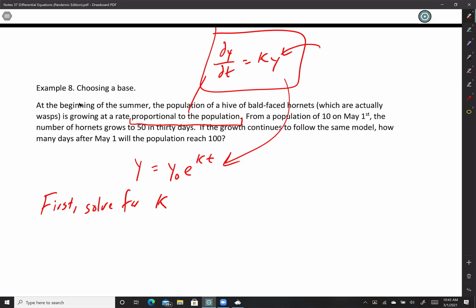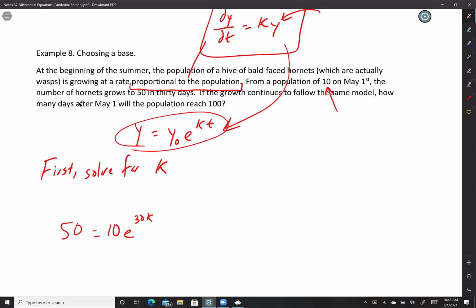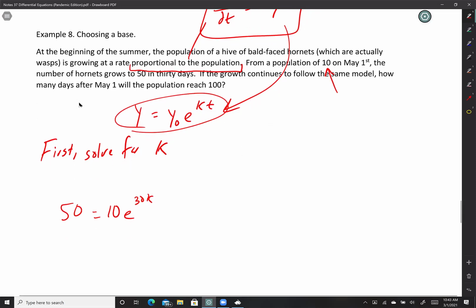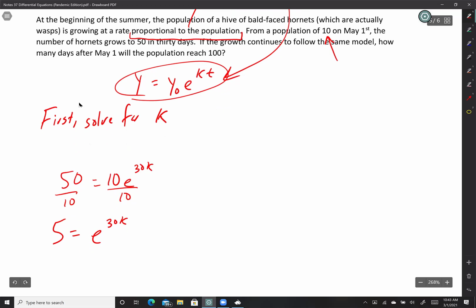Okay, I'm going to do this two ways. And whichever way you like, you always do. I'm going to do it first with this. So I know that the initial was 10. So I'm going to write 10 e to the, let's see, how long did it take? 30 days? 30k equals 50. I'm solving for k first, guys. That 10 is multiplied by that, so I need to get rid of it. Divide by 10, divide by 10. 5 equals e to the 30k. Because it took 30 days, guys, for me to get 50.